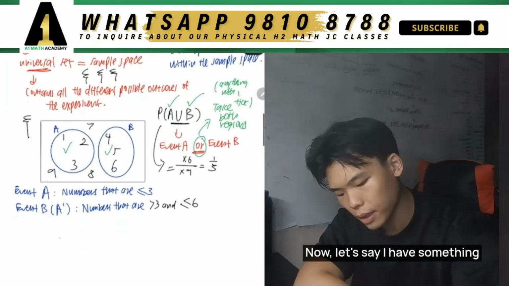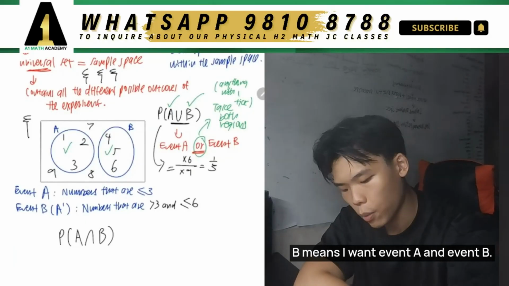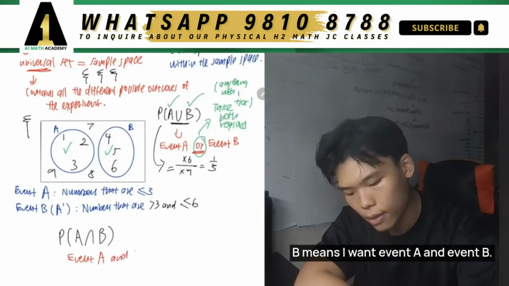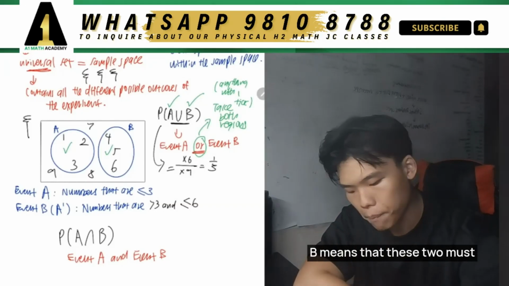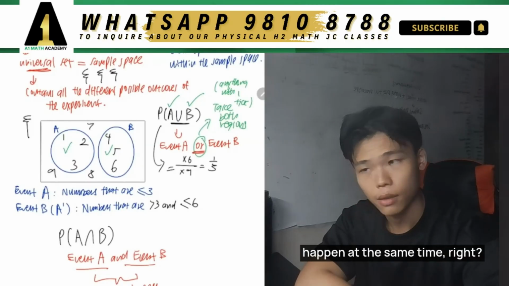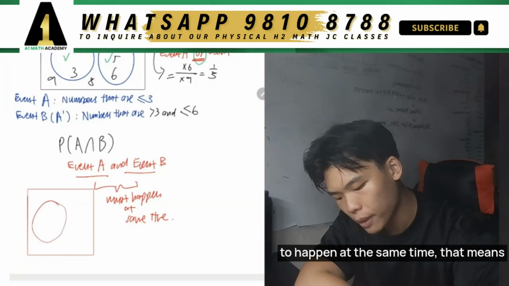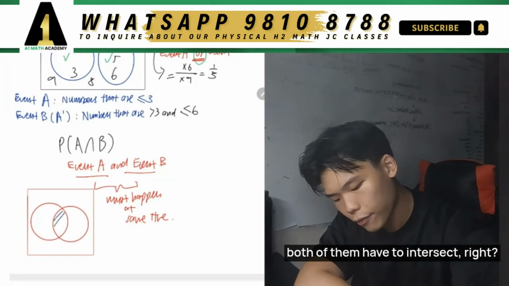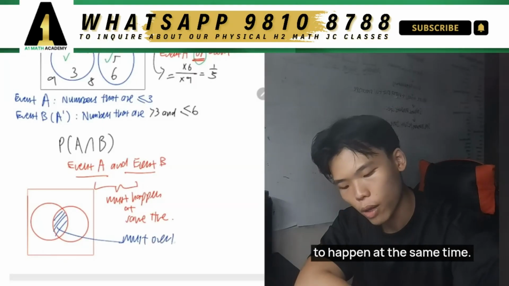Now let's say I have something that looks like that, right? Let's say I want A intersect B. A intersect B means I want event A and event B. So if I want event A and event B, it means that these two must happen at the same time, right? In the context of a Venn diagram, if you want both to happen at the same time, that means both of them have to intersect, right? They must overlap in order to happen at the same time.